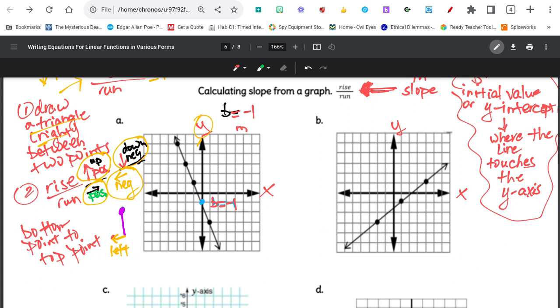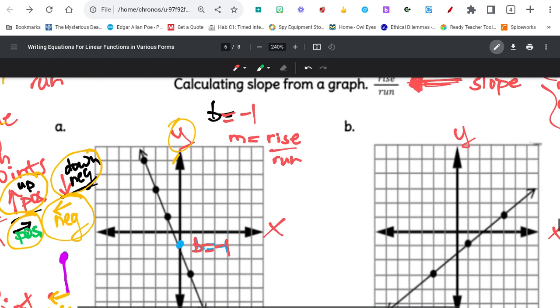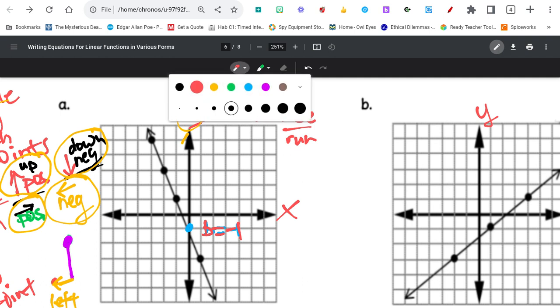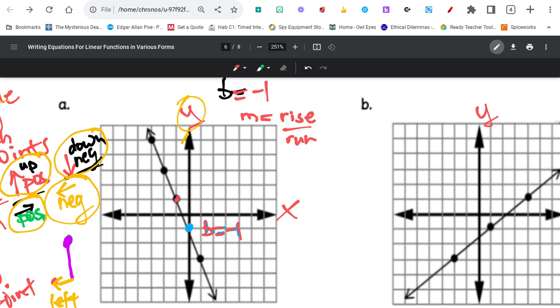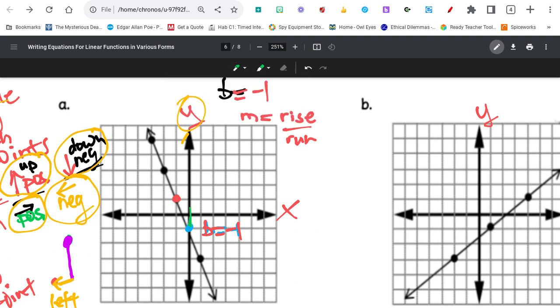To find the slope, I'm going to calculate rise over run. But to do that, I need to draw a triangle. Now, I don't care what 2 points you pick. Since I already have something for the y-intercept, I'll pick some other point. So I'll pick this one. It doesn't matter. Just pick another point, okay? And I'm going to draw a right triangle on it, going up.